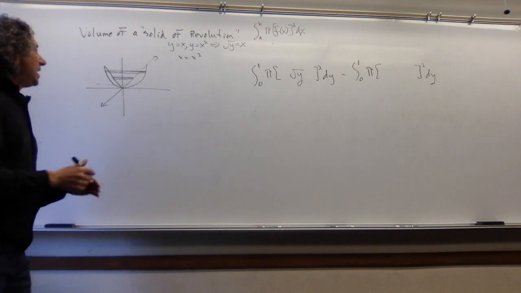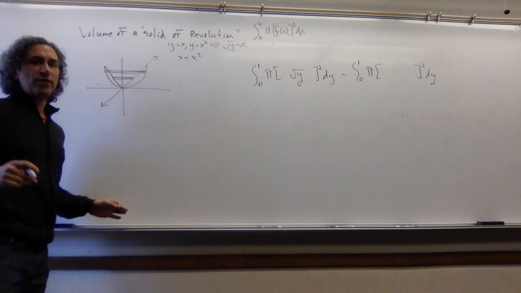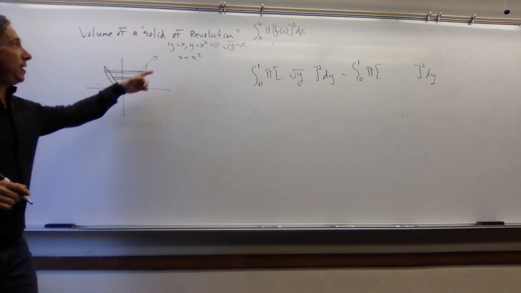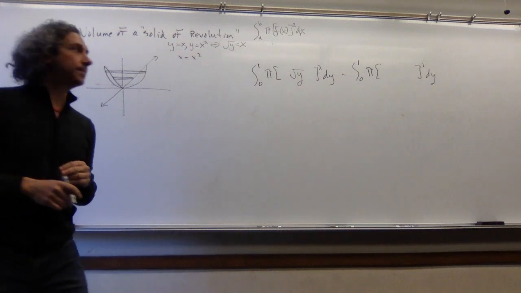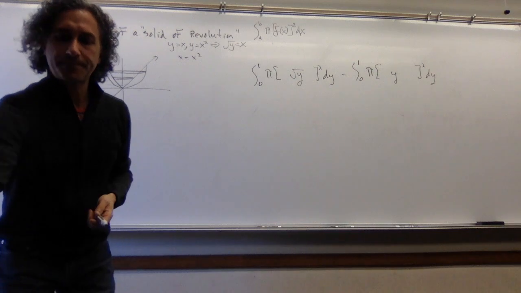I'm then going to subtract out this distance. Well, I want to subtract this out. For a given y, as I move this way, I need that x value, but y is equal to x squared. So this is just going to be y squared over here.